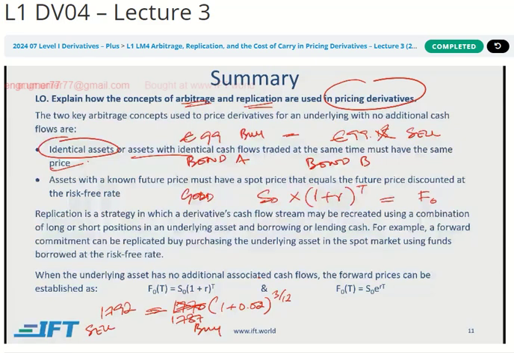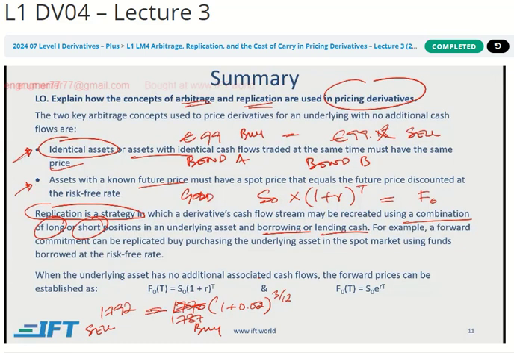And number two, assets with a known future price must have a spot price that equals the future price discounted at the risk-free rate, right? Otherwise, a replication strategy can be put in place whereby you buy the asset by borrowing the money. You could recreate the future by combining a long position, which is buying the asset by borrowing the funds, or selling the asset and lending the cash, right? If there is a difference in the two, then obviously there will be an arbitrage opportunity, and it will make sure that eventually prices are brought to the right levels, which is the law of one price.